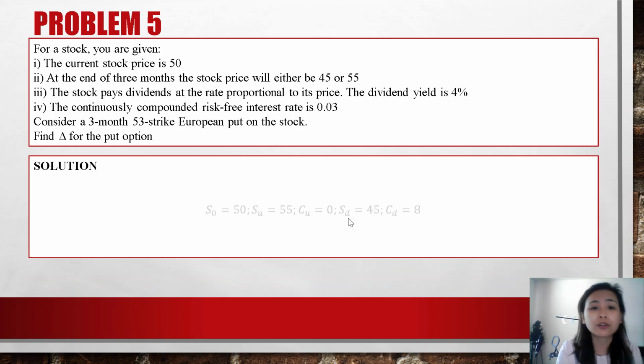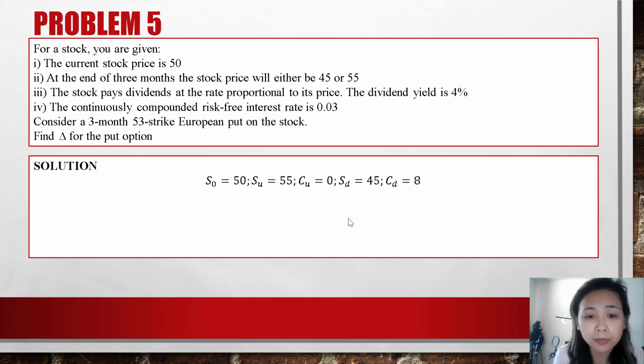So first, let's summarize the question. S0 is 50, S_U is 55. In case the stock price goes up to 55, the payoff is 0 because this is a put option. So the payoff is 53 subtract 55, which is negative 2, but we do not take negative numbers, so C_U is 0. Now in case the stock goes down to 45, then the payoff is 53 subtract 45, we got 8 for C_D.